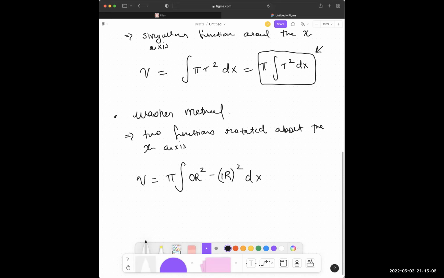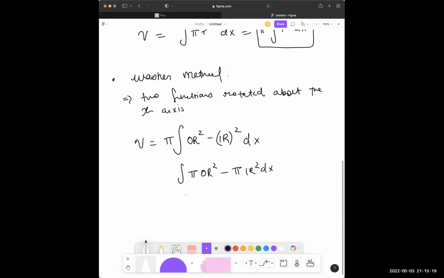Now, essentially what this actually is, is the integral of pi times the outer radius squared minus pi times the inner radius squared. But what this formula has done is it has factored out the pi from these components here, and then it's eventually brought it down here. And so this is how we have an end result.